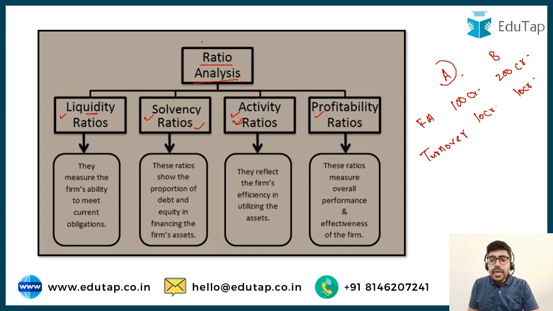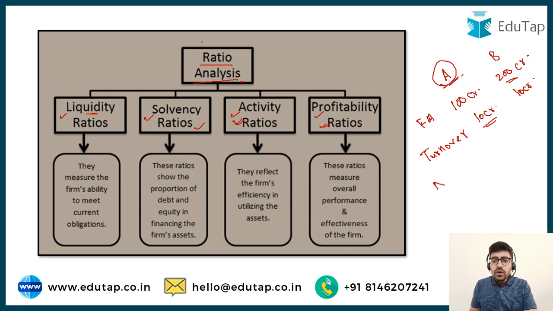Now company A would seem better because it has invested less in fixed assets and it is generating the same turnover as company B is generating. So company A is better in effectively utilizing its fixed assets. This can also be the case with current assets, working capital, or any other sort of thing. Then there are profitability ratios.